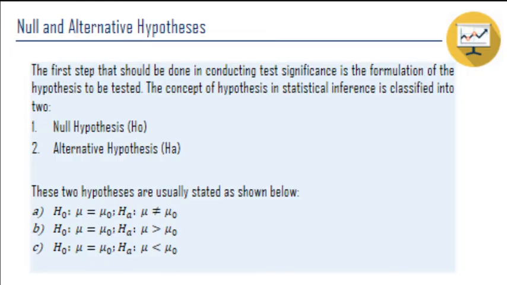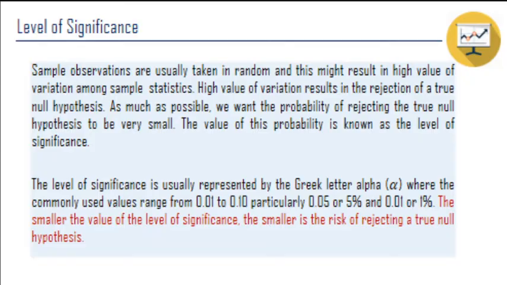And for the alternative hypothesis, we use inequalities such as not equal, greater than, and less than. We talk about the level of significance. Sample observations are usually taken at random, and this might result in a high value of variation among sample statistics. High variation results in the rejection of a true null hypothesis. As much as possible, we want the probability of rejecting the true null hypothesis to be very small. The value of this probability is known as the level of significance.